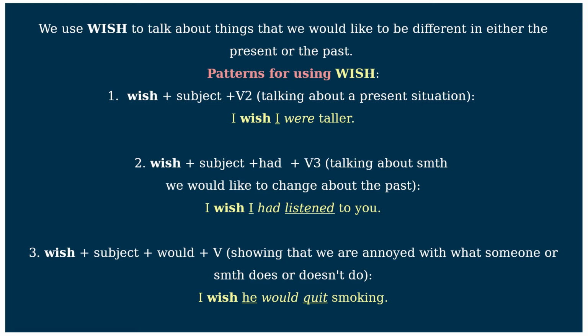And the last point. Wish, subject, would, and the verb. We use this structure to show that we are annoyed with what someone or something does or doesn't do. For instance, I wish he would quit smoking.